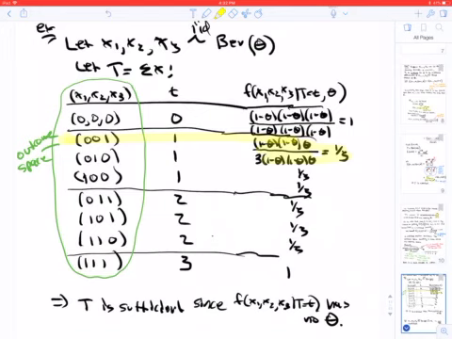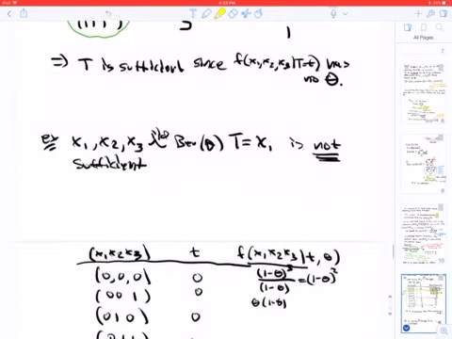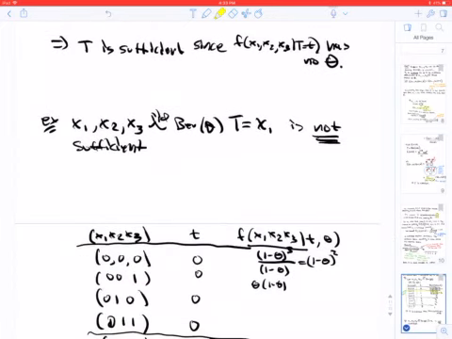So for this second one here, the numerator is the chance of getting 0, 0, 1, which is 1 minus theta times 1 minus theta times theta, divided by the chance of the sum being 1. So here are the 3 ways that they can sum to 1. They're each 1 minus theta, 1 minus theta, theta. So you get a cancellation of all the theta stuff, and you just get 1/3. So hence t is sufficient here.